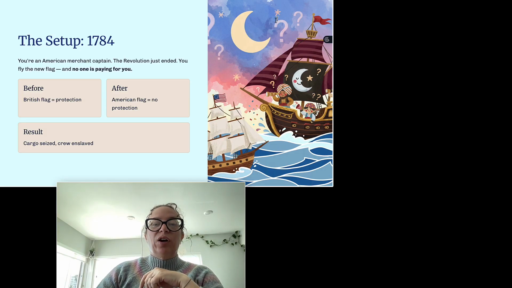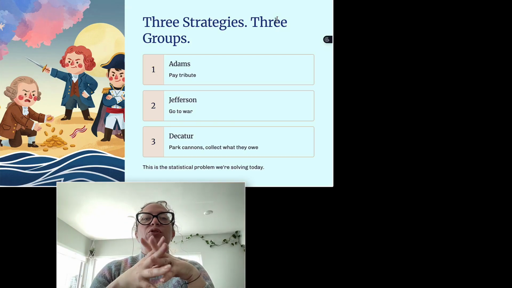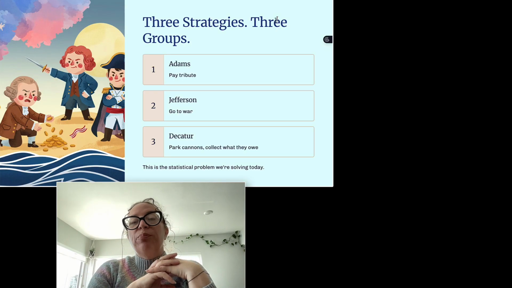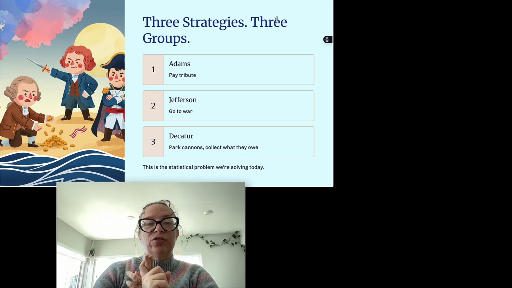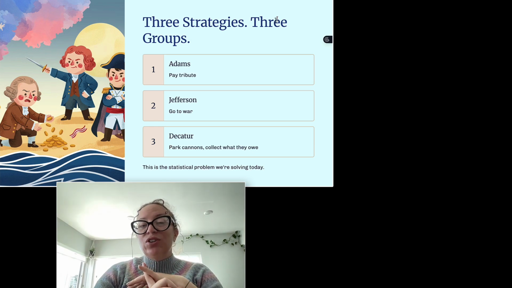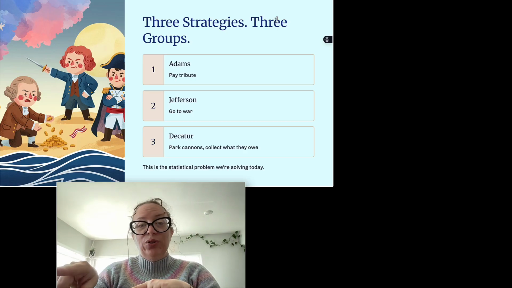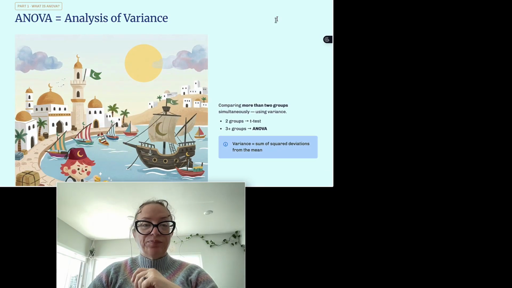Because here's the actual problem hiding inside this historical disaster. When you have more than two groups and you want to know which approach actually works, how do you compare them fairly? John Adams said, let's deal with these pirates by paying tribute. Thomas Jefferson said, we do not negotiate with pirates, let's go to war. And then a man named Stephen Decatur eventually said something even bolder, park your cannons in their harbor and collect what they owe you. So 3 different strategies, 3 different possible outcomes, 3 groups. That's the problem we're solving today.